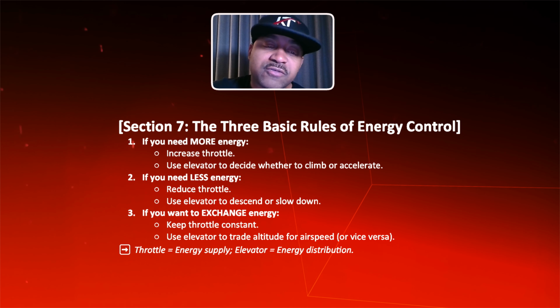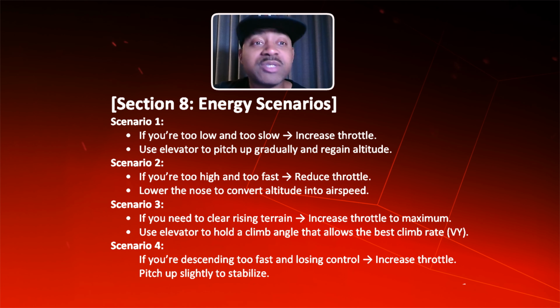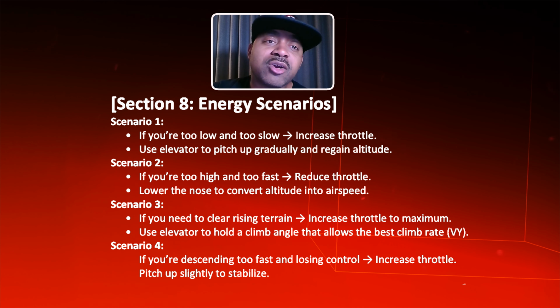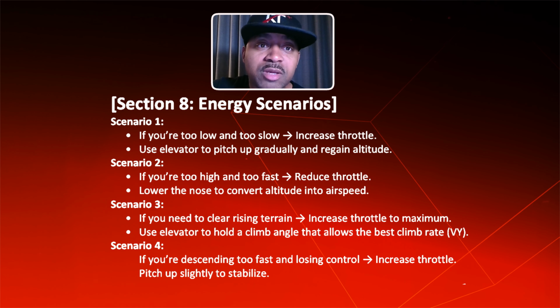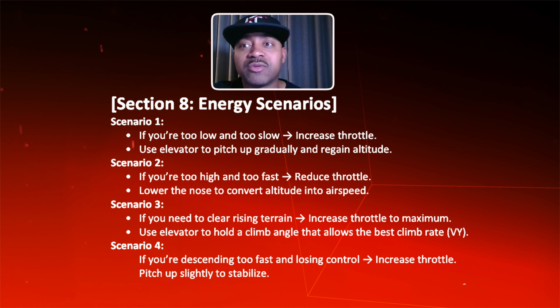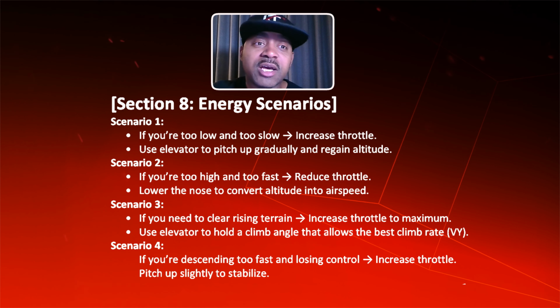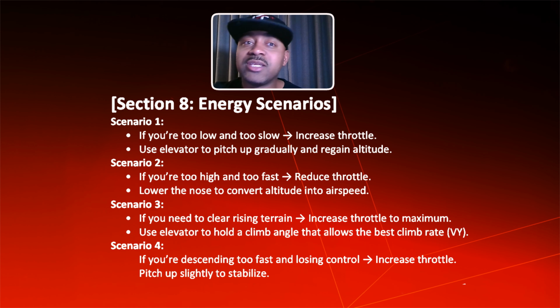Now, let's take a look at a few different scenarios, and it kind of still goes over the same concepts that we just talked about. So let's say in scenario 1, you're too low and too slow. What do? Well, that means you've got an energy problem and you need to increase the amount of energy in your system. So you're going to increase the throttle and you'll use the elevator to pitch gradually and regain your altitude.